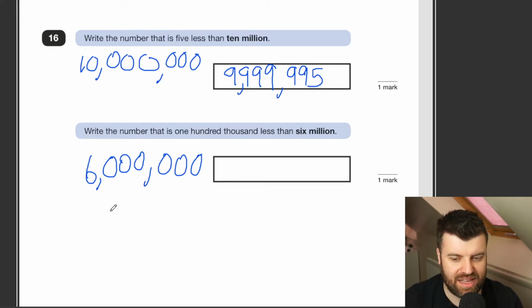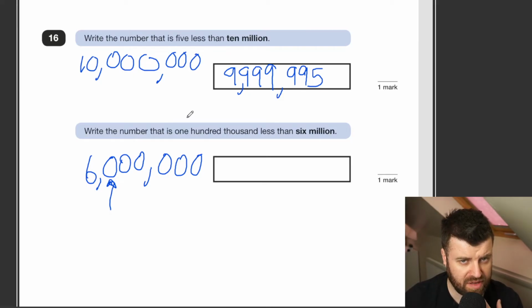We actually have to take off 100,000, which is obviously this column right here. The thing about taking off 100,000 is that it won't affect the ones or the tens or the hundreds. It won't affect the thousands or the 10,000s. It's just going to affect this column here and maybe the column after. In this case, it will.